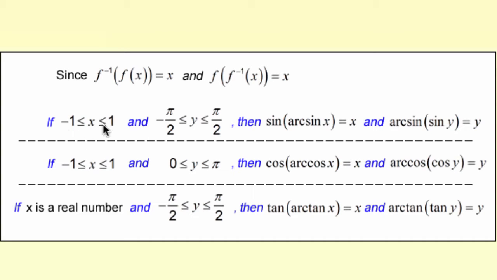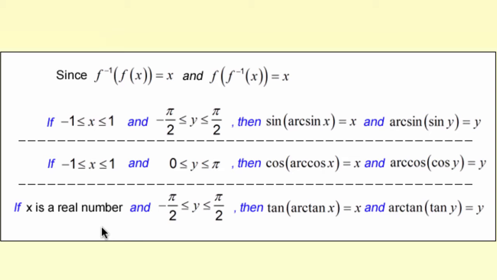So if the x value is between -1 and 1, and the y value is between -π/2 and π/2, then you can say sine of arc sine of x equals x and arc sine of sine y equals y. If x is between -1 and 1 and y is between 0 and π, then you can do cosine of arc cosine of x equals x and arc cosine of cosine y equals y.